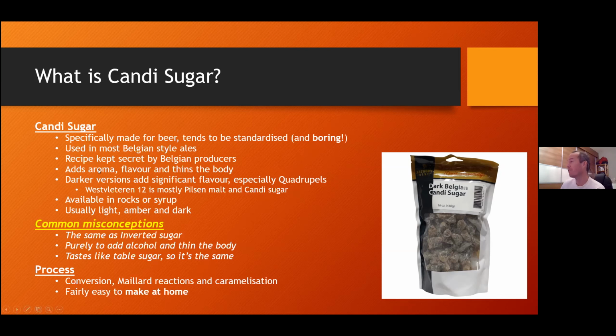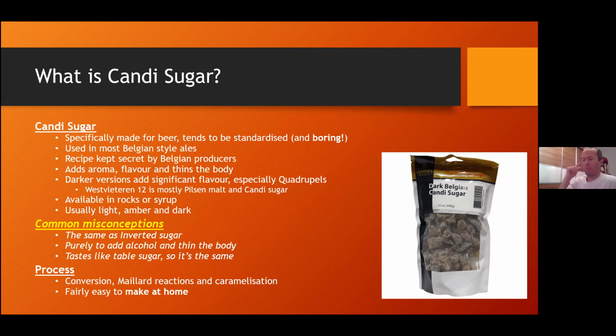It adds aroma and flavor, but it also thins the body. I find it quite boring because they standardize it across the industry. They're trying to make a candy sugar for lots of different breweries, so you end up with quite a boring result. I've tried to use different candy sugars, and whenever I add it, it's always just the same thing, which made me start thinking, hold on, maybe I can make my own candy sugar.